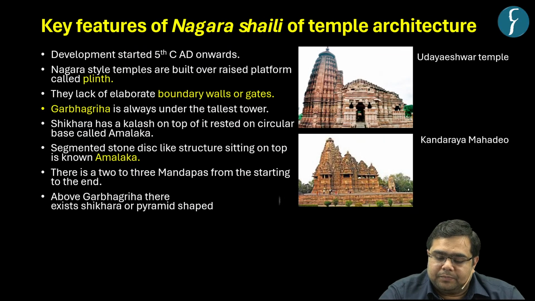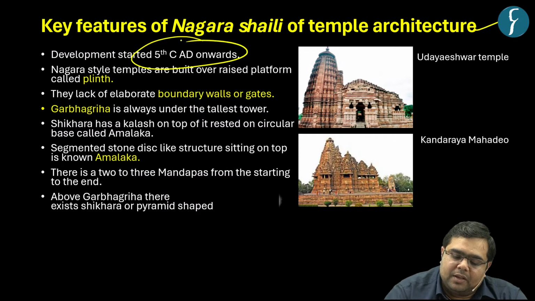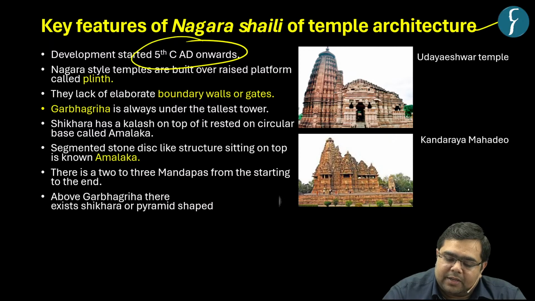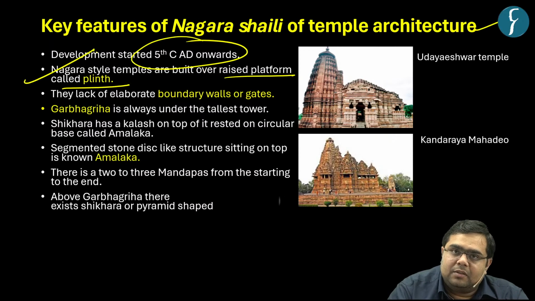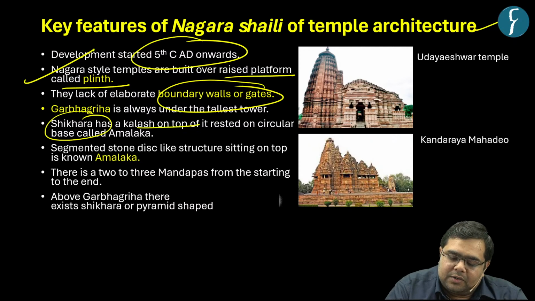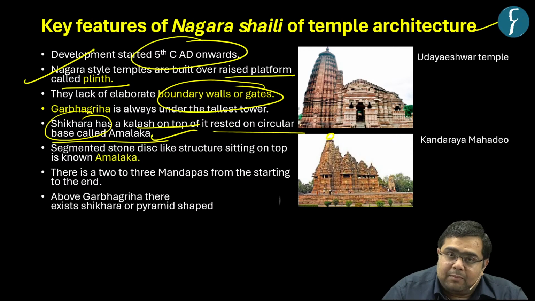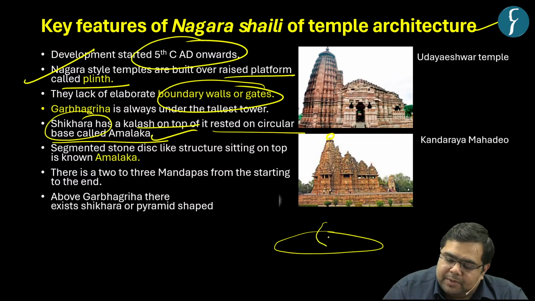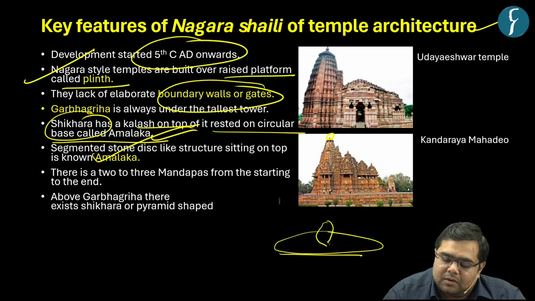What are the key features of Nagara Shaili of temple architecture? The key features that are noteworthy here are that the development started in the 5th century AD onwards. Nagara style temples are built over a raised platform called a plinth. They lack elaborate boundary walls or gates. Then Shikhar or Kalash, Shikhar means the top, is rested on a circular base called Amlika. What is Amlika? Amlika is a disc shaped structure which is sitting on the top of the main tomb, right?